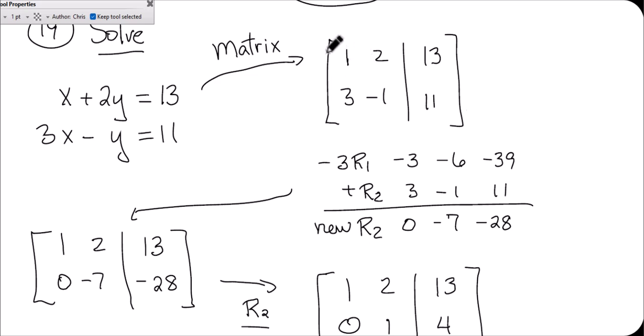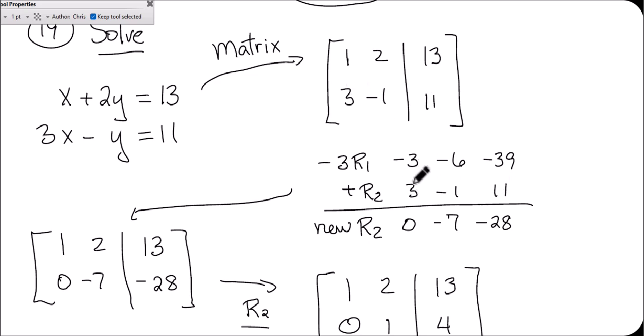So the good news is I do have a 1 in that position. I'm going to need to use the 1 to make a 0 under it. So I'm going to take minus 3 times that whole row. So I get a minus 3, a minus 6, a minus 39. I'm going to add that to row 2 here.